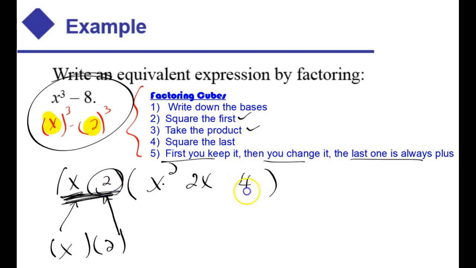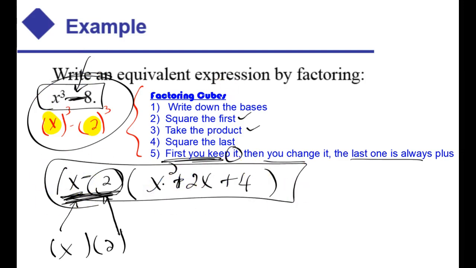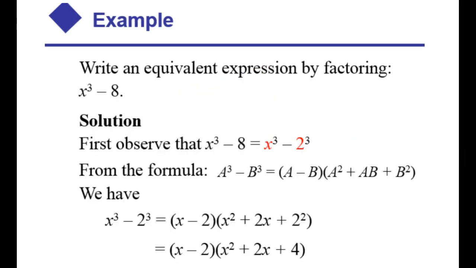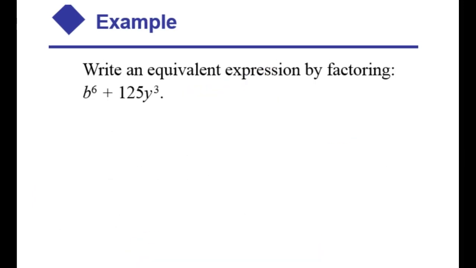Square the last base, which is a 4, and then step 5 says first you keep it. Well, what the heck is it? It is the sign from the original problem. So it is, first you keep the minus, then you change it, the last one's always plus. So that's how you factor cubes. And the author agrees. Let's try one more.